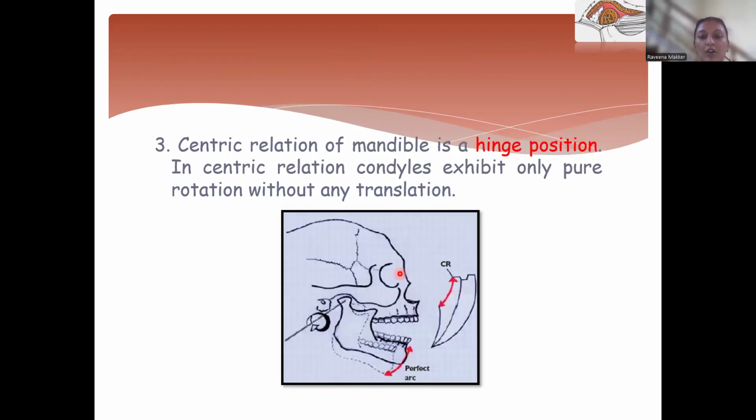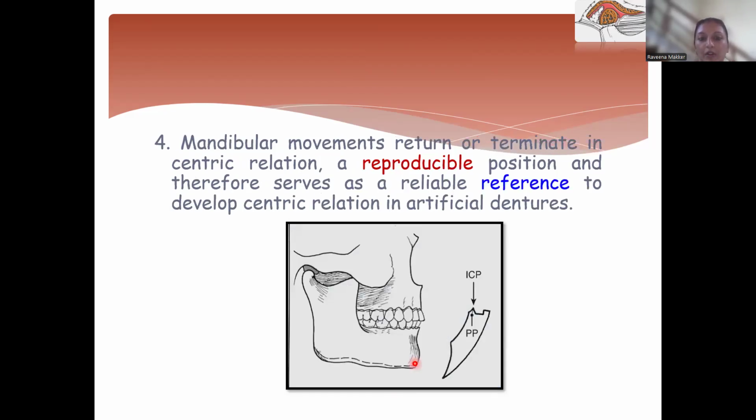Then, centric relation of the mandible is a hinge position. In centric relation, the condyle exhibits only pure rotation without any translation. As we have already discussed earlier, there is only pure rotation around the centric relation position, and there is no translation. Mandibular movements return or terminate in the centric relation, a reproducible position, and therefore it serves as a reliable reference to develop centric relation in artificial dentures.